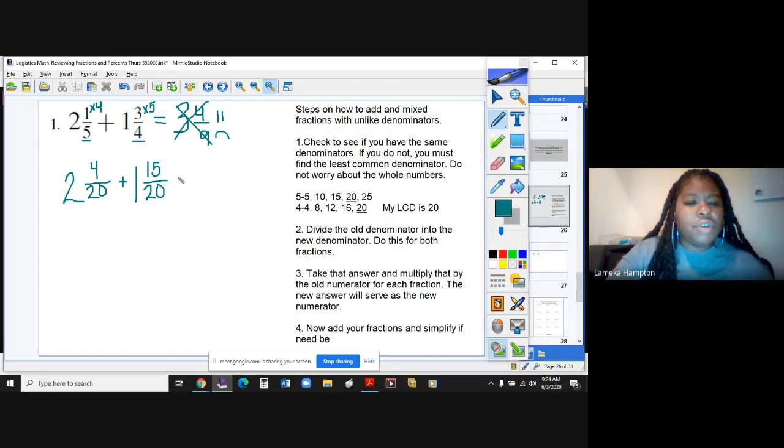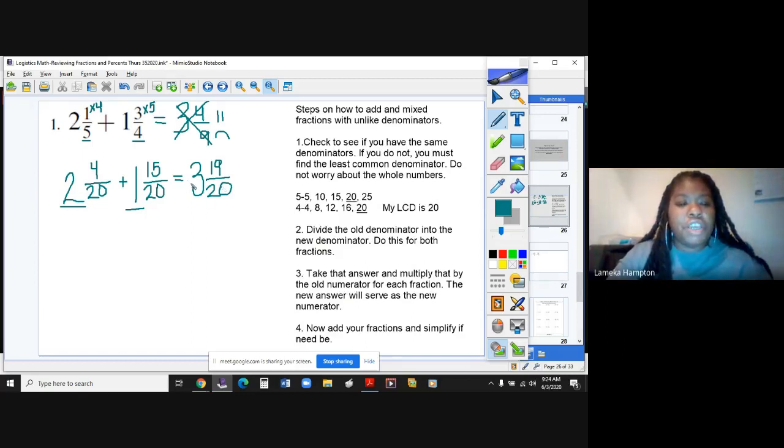Okay, so now we're going to add our whole numbers together, which is 2 plus 1. That gives me 3. Now I'm going to add only my top numbers. So that's going to be my numerators. So that's going to be 4 plus 15. That gives me 19. And my 20 stays the same. So my final answer is going to be 3 as my whole number and 19 over 20 as my fraction.